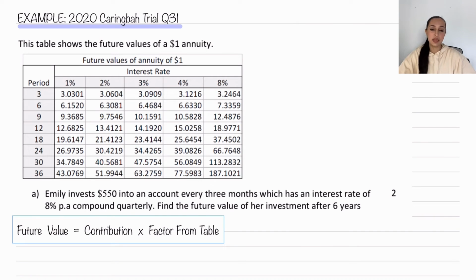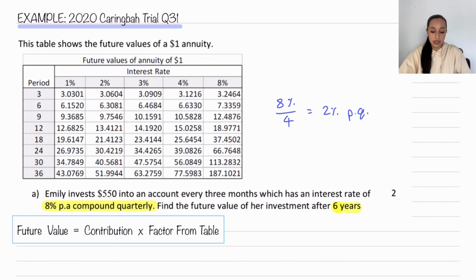Let's look at this final example. Again, just pause to read through all of that. The first thing you should be doing is writing that formula that I have in that blue box at the bottom. Then you want to read through the whole question and make sure everything is in the same units. So here we're told that the interest rate is 8% per annum, compounded quarterly. If they're compounding quarterly, you need to change the interest rate to per quarter. So there are 4 quarters in a year, so you're going to do 8% divided by 4, and that'll give you 2% per quarter.